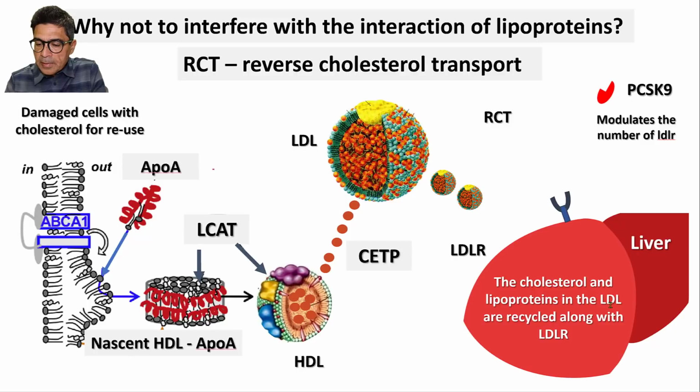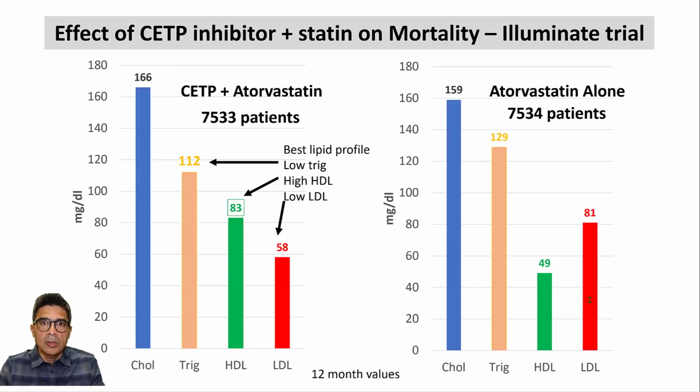The cholesterol and the lipoproteins in the LDL are then recycled along with the LDL receptor by the liver. So a study was done which is called the Illuminate trial, and they said that high HDL in the bloodstream is beneficial, and we should produce high HDL by inhibiting cholesterol ester transfer protein. In other words, the transfer of cholesterol from HDL to LDL. And I'll tell you why this is important in the cases of statins and PCSK9 inhibitors.